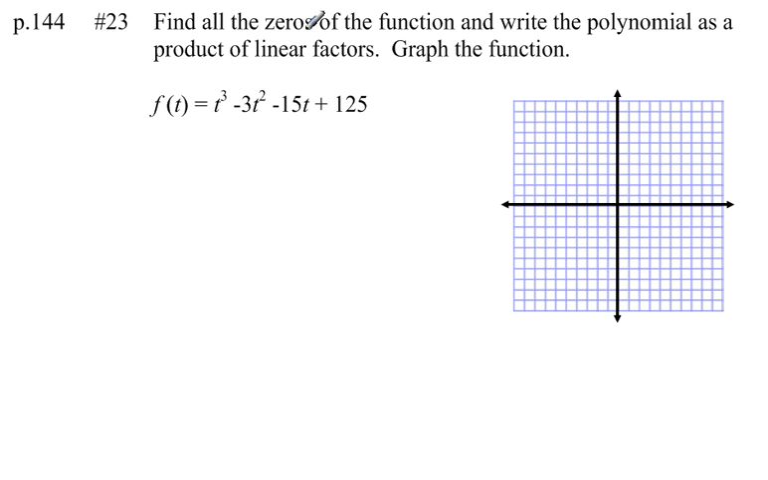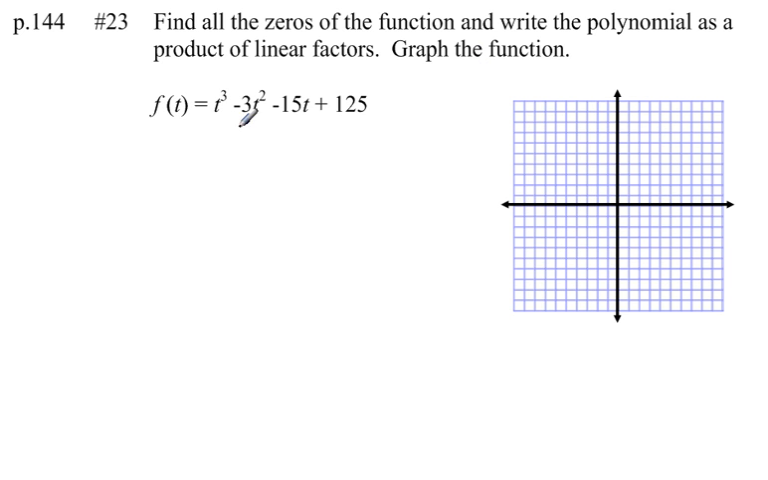First, find the zeros. That means find the numbers we can plug in here to make this equal 0. Since we have t cubed, we expect to have 3 zeros. Second, write the polynomial as a product of linear factors. That means we need to factor this. We're going to have t minus something, t plus something, etc. Finally, we need to graph this function.